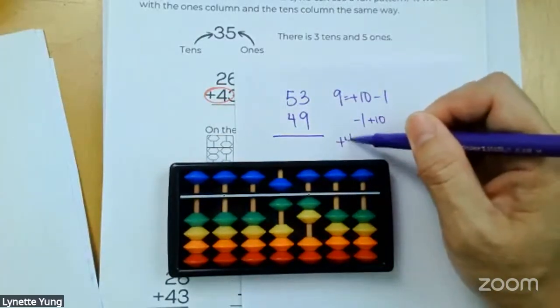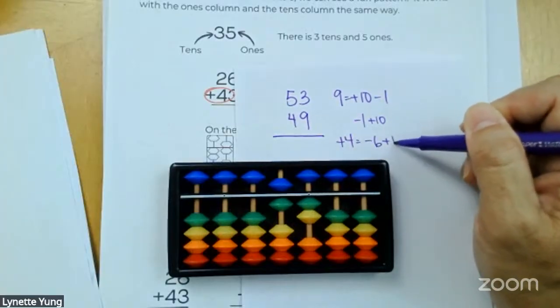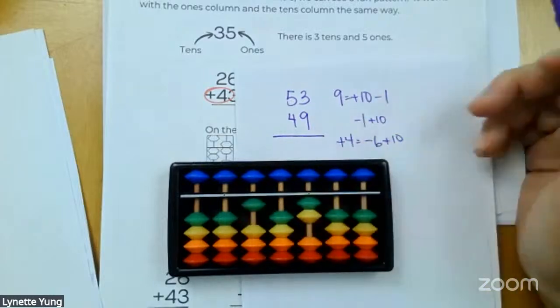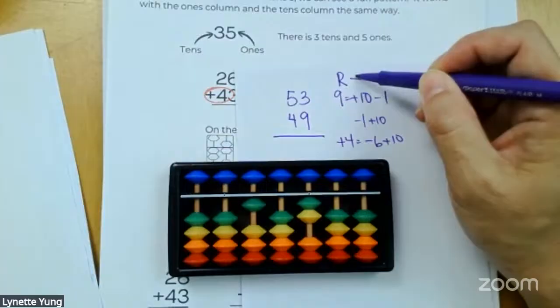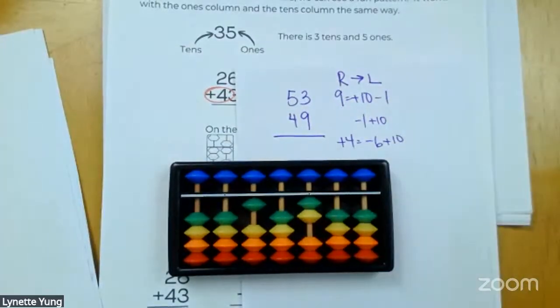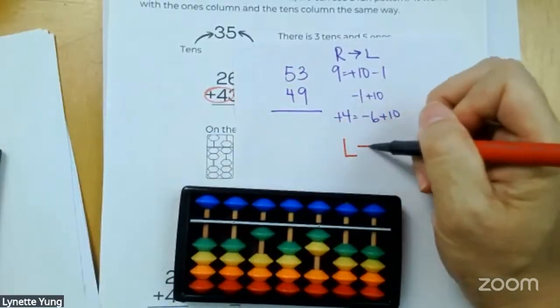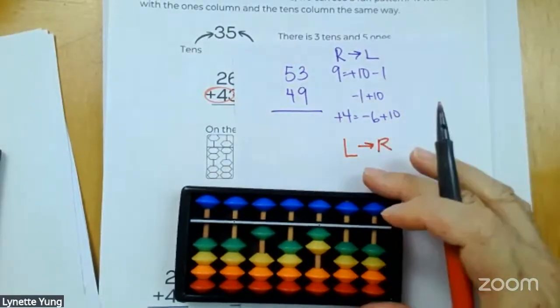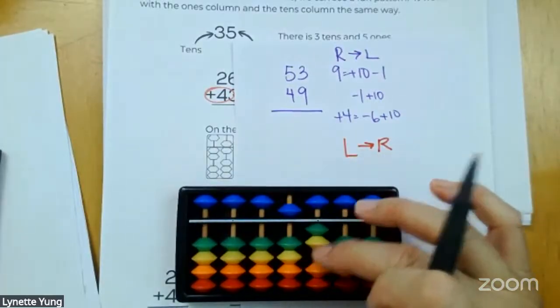And then plus 4. Plus 4 is minus the 6 plus the 10. Minus the 6 plus the 10. Okay, this is from right to left. So if we did it left to right, it would be a two-step, because we have left to right.